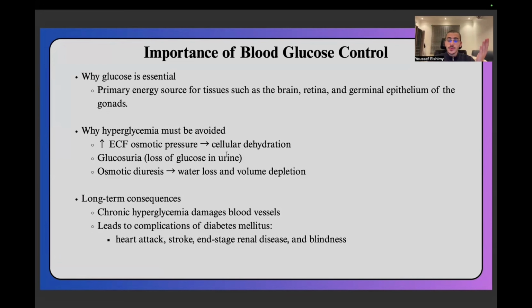What are the long-term consequences that would affect our body if we did not maintain our blood sugar levels and we have constant hyperglycemia? We have effects like damaging blood vessels, and this would cause retinopathy, neuropathy, as well as the complications of diabetes mellitus: heart attacks, strokes, end-stage renal disease, and blindness. So it's really important to maintain the blood glucose in our body so that we satisfy the tissues that need it, and also we prevent the long-term consequences of having high blood glucose.